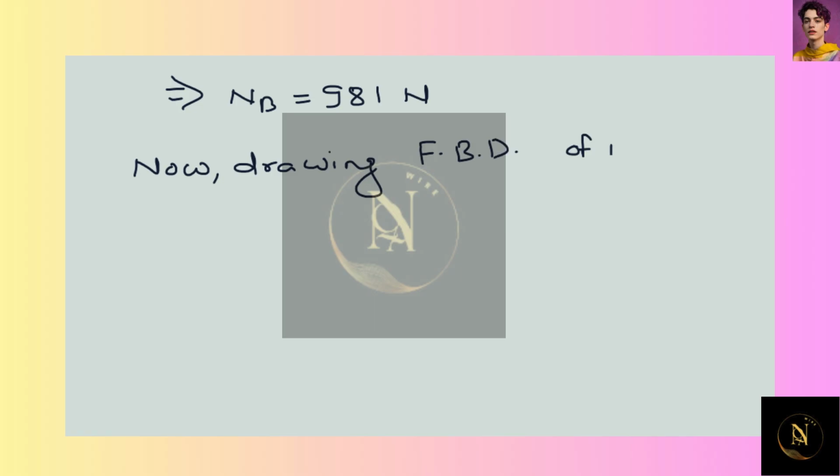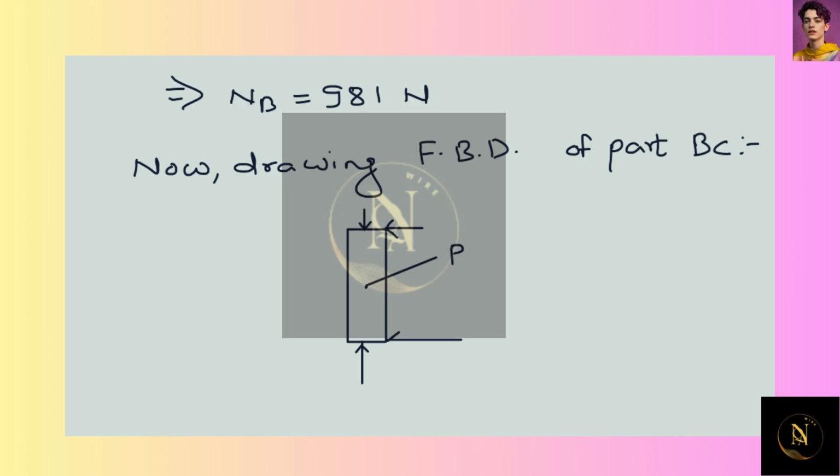Now going further, drawing the free body diagram of part BC that is given in the question and showing all the forces acting on this part BC. After that we will write some equations. First we will write all the forces acting on it. Here this point is FC and this is NC and this is FB and this is NB.